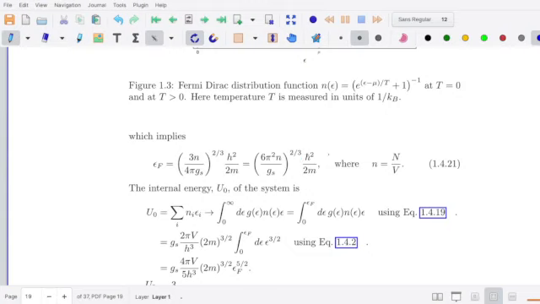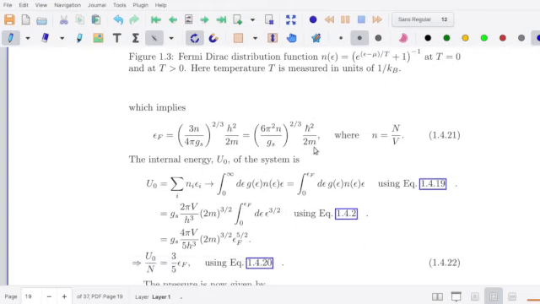Now, if you write it in terms of h bar squared instead of h squared, we have to take care of the 2 pi factors. So then it becomes 6 pi squared n by gs to the power 2 by 3 times h bar squared by 2m.